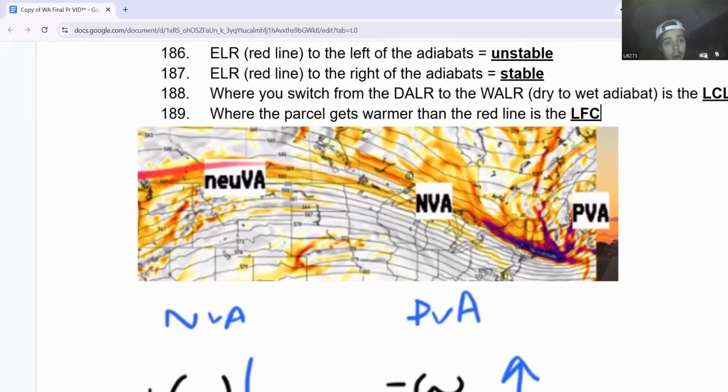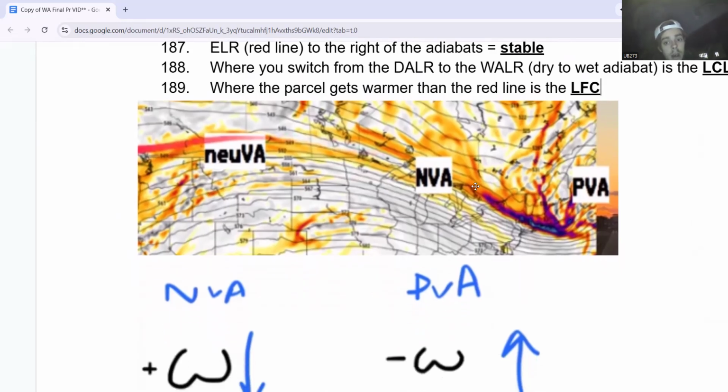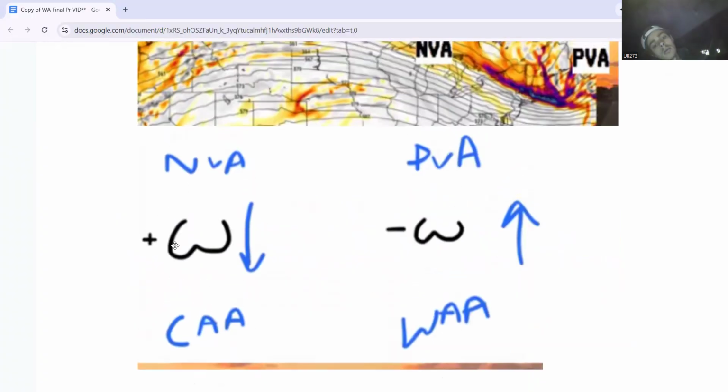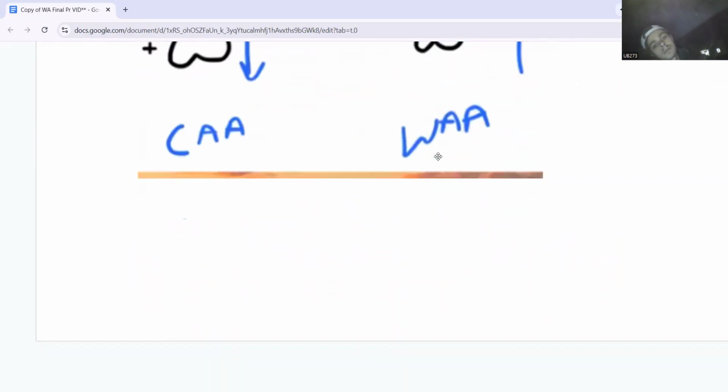Oh, this is just something kind of random to look at. Here there's positive vorticity advection because this strong vorticity is about to go there. This is negative because it just was there. This is neutral because it's just neutral. And where we have positive omega, there's sinking air, cold air advection below, negative vorticity advection above. Negative omega, rising air, warm air advection below, positive vorticity advection above.